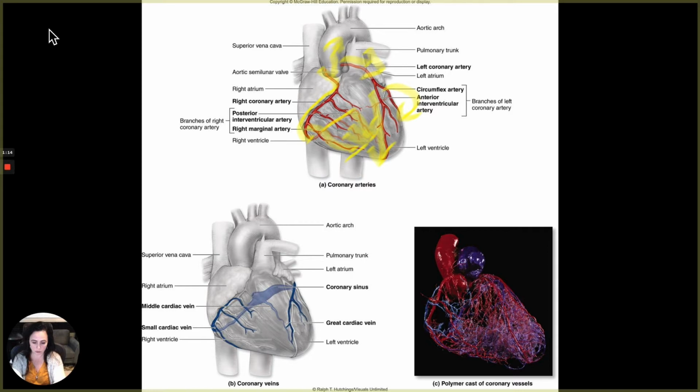Okay? Then we're going to have to get it back, and we're going to get it back again through the great cardiac vein coming up, right, into the coronary sinus, which is on the back here. Okay? And then the small cardiac vein, okay, also dumps into the coronary sinus. And then the one on the back that's running with the posterior interventricular artery is the middle cardiac vein. So you've already done those. I just wanted to do a tiny little review of those.